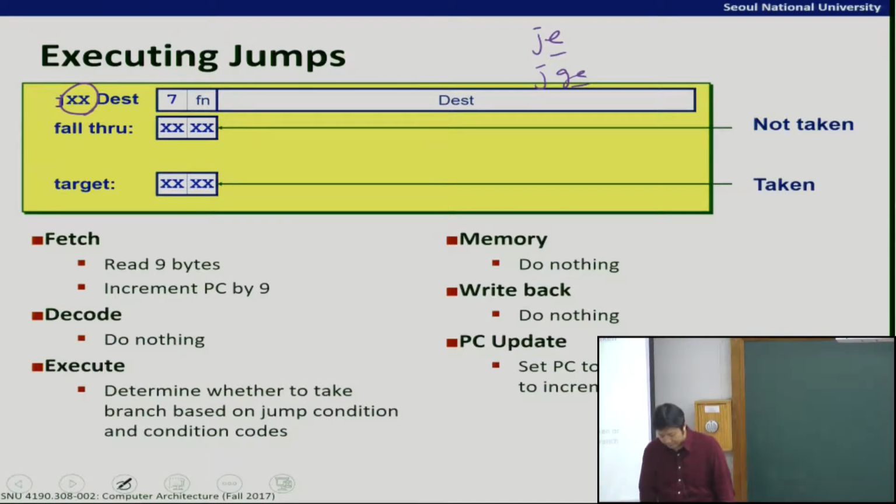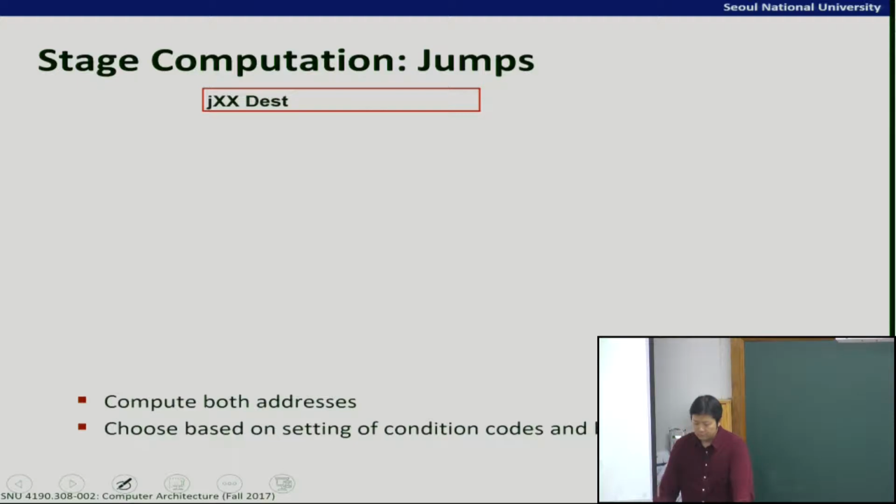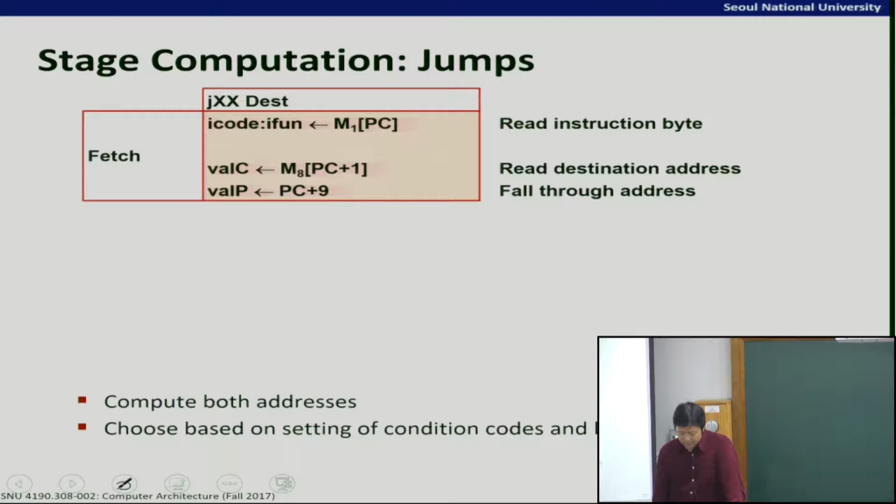So that's what's happening. Here we do the same thing, the stage breakdown. First, in the jump case, in the fetch stage, we extract the opcode, and also we extract the target address, which is valC. This is the destination address, and valP is the fall-through address. We compute two different addresses, because it could be either valC or valP depending on the condition. So we calculate the target address for both, whether it's taken or not taken.